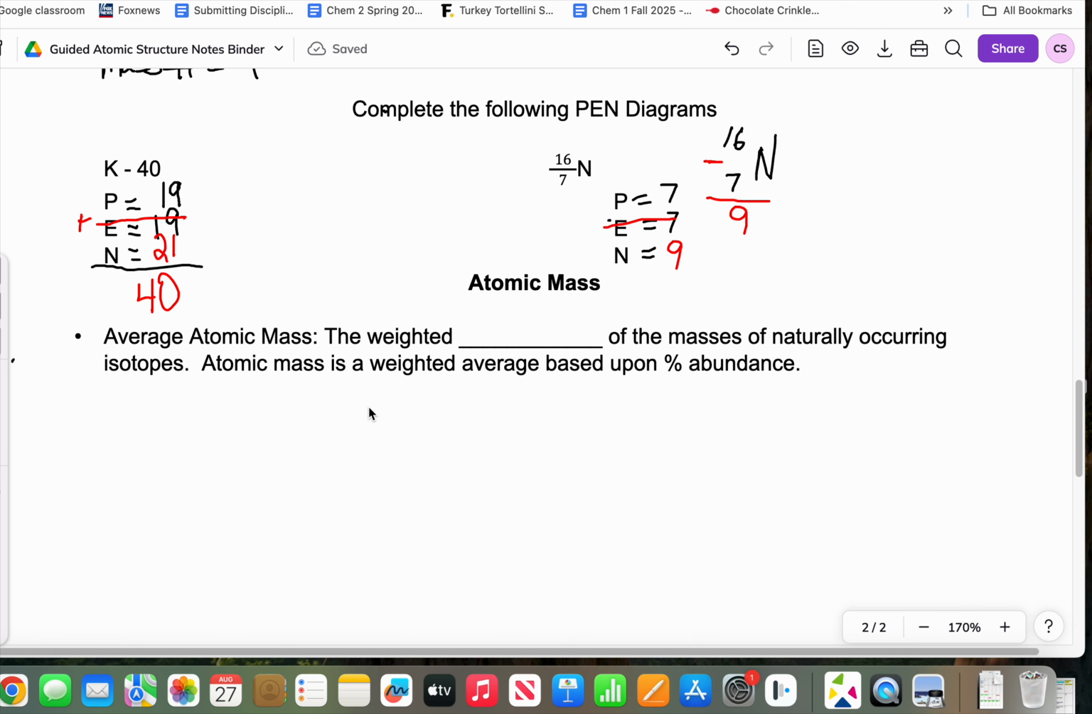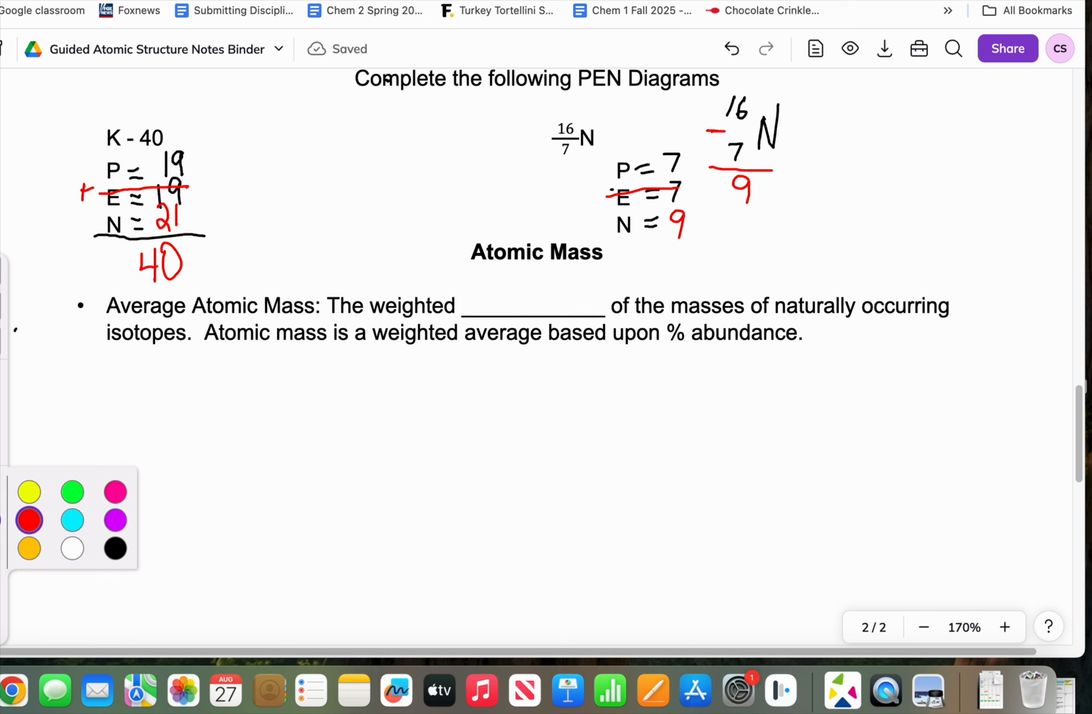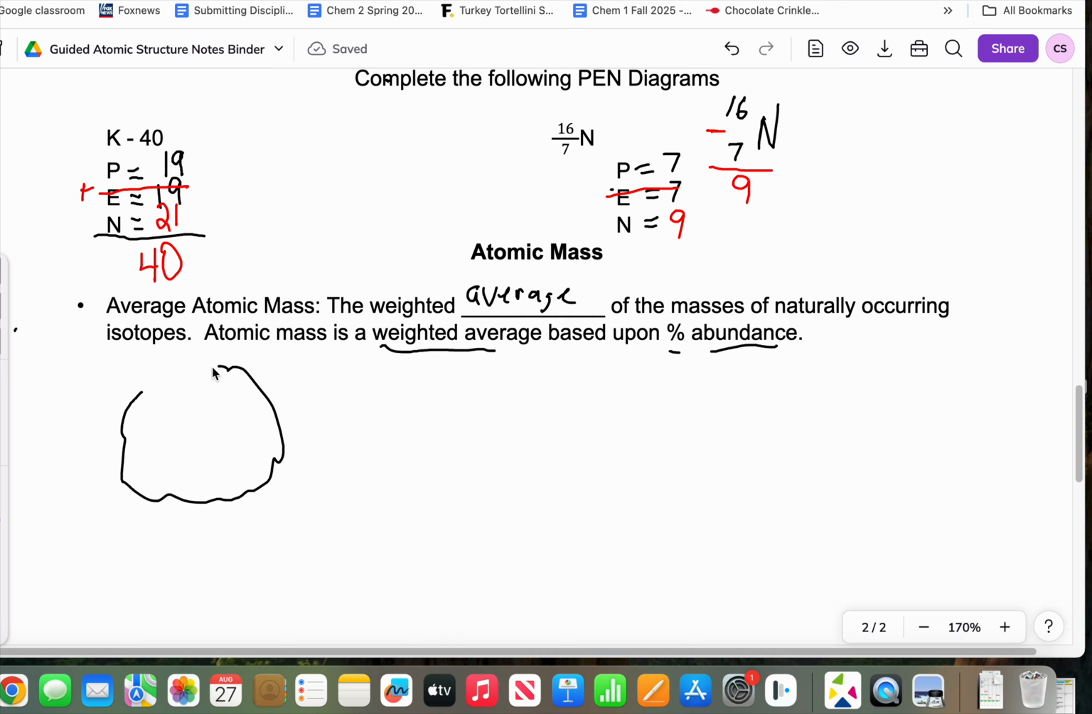The last thing is atomic mass. Atomic mass, and this is something I'll have to talk about in class more. It's the weighted average of the masses of the naturally occurring isotopes. It's a weighted average based upon percent abundance, which means which one's more common. So let me give you an example. So let's say you had some lithium. Now, if you had some lithium, almost every atom of lithium is going to be this type of lithium called lithium-7. So lithium-7 is the green one.